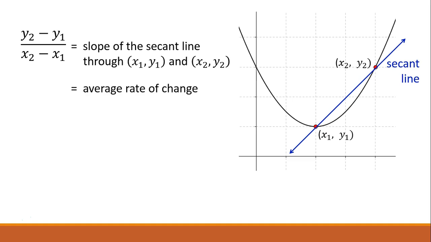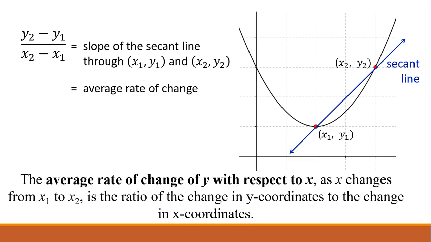Now what we're going to call that is the average rate of change. The average rate of change of y with respect to x, as x changes from x sub 1 to x sub 2, is the ratio of the change in y-coordinates to the change in x-coordinates. So remember, if we're trying to find an average rate of change, we're simply finding the slope of a secant line between 2 points on the line.